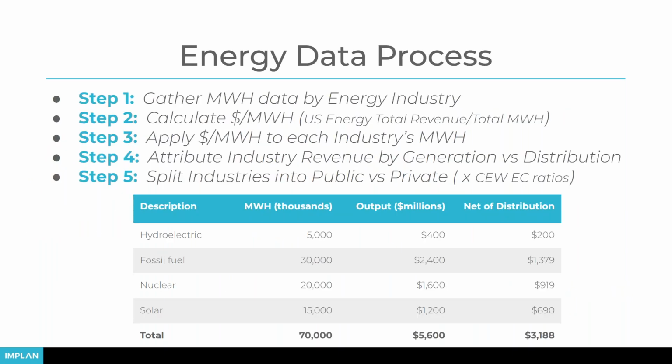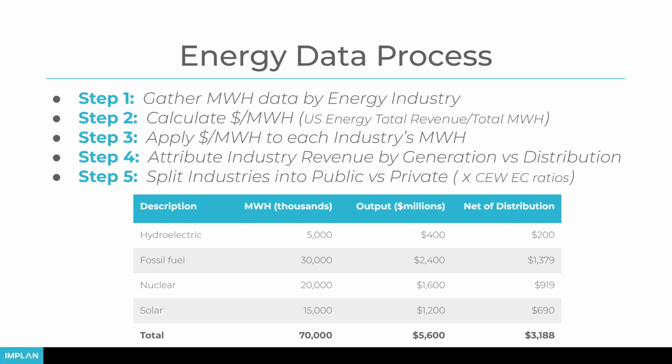So just a quick look at what the process was. Again, step 1, we gathered that megawatt per hour data by energy industry, and I just have this fictitious sample here below. We're just going to pretend that there were 4 types of energy sources in this area: hydroelectric, fossil fuel, nuclear, and solar.